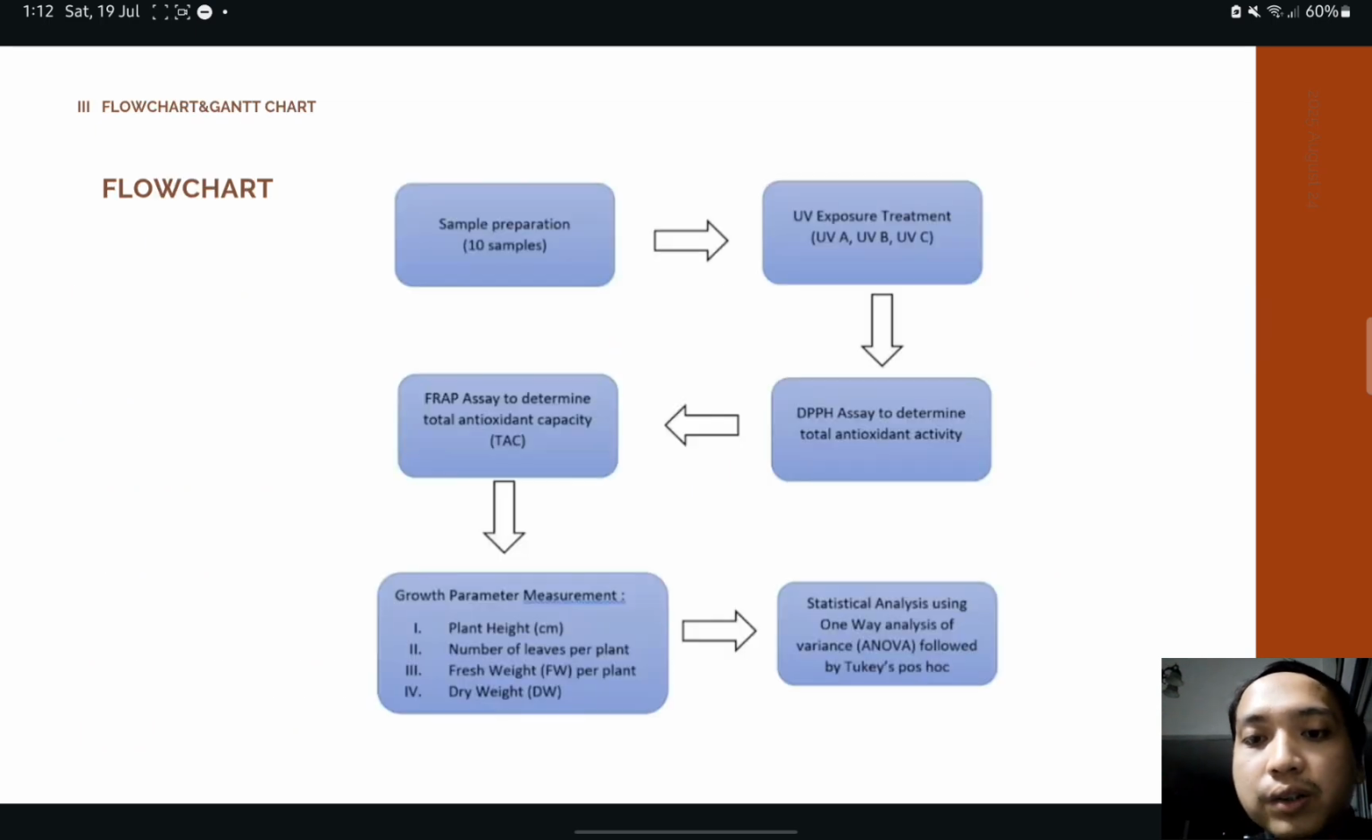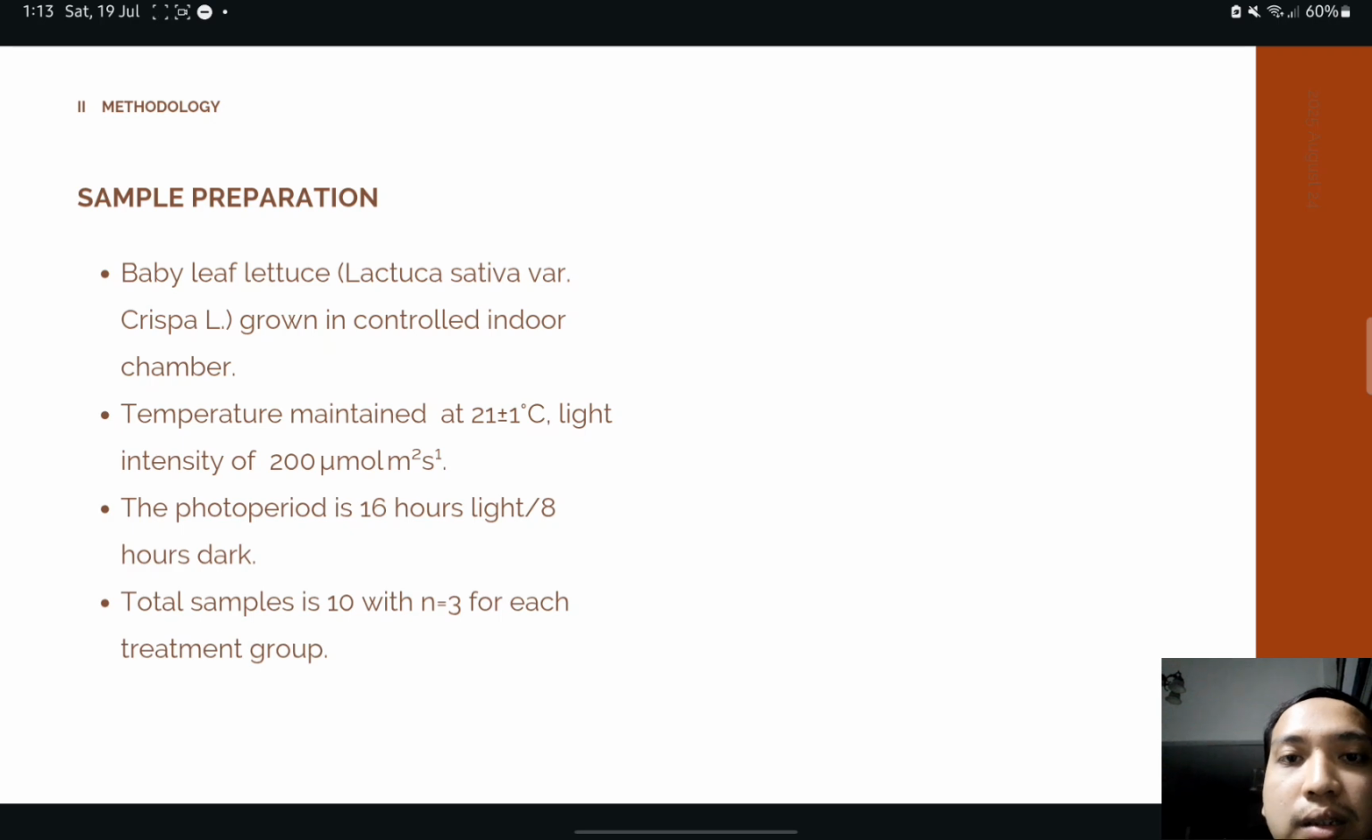So next is our flow chart. Firstly, sample preparation, and then we are going to do UV exposure treatment, and DPPH assay to determine total antioxidant activity, FRAP assay to determine total antioxidant capacity, and growth parameters next, and end with statistical analysis. So the next slide is the methodology.